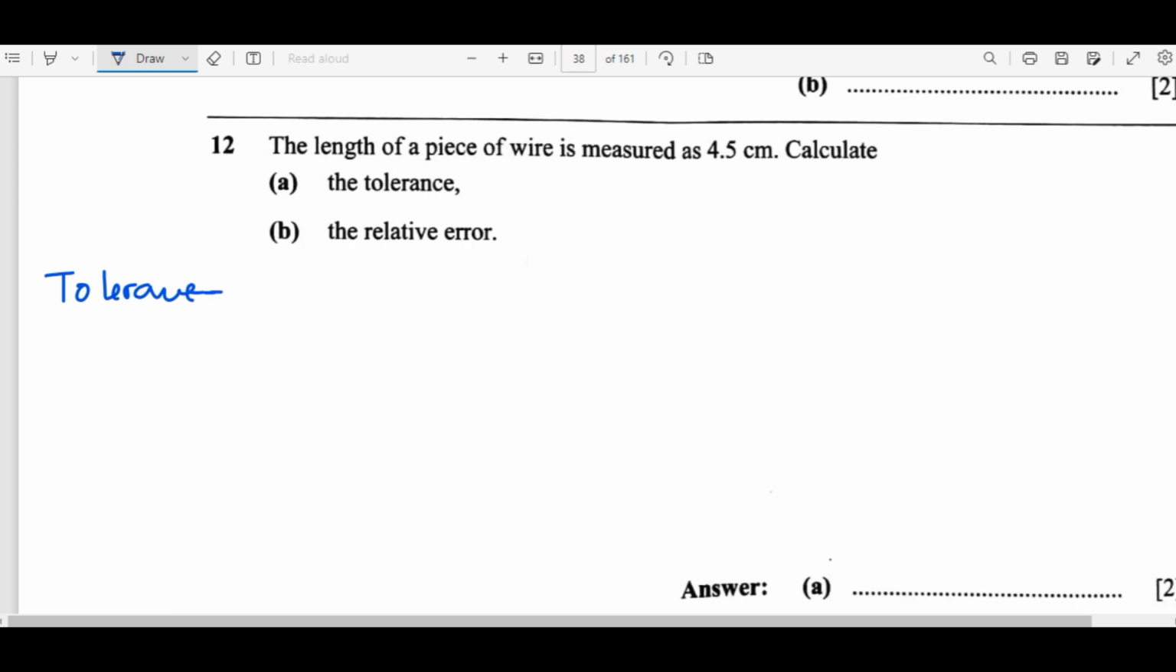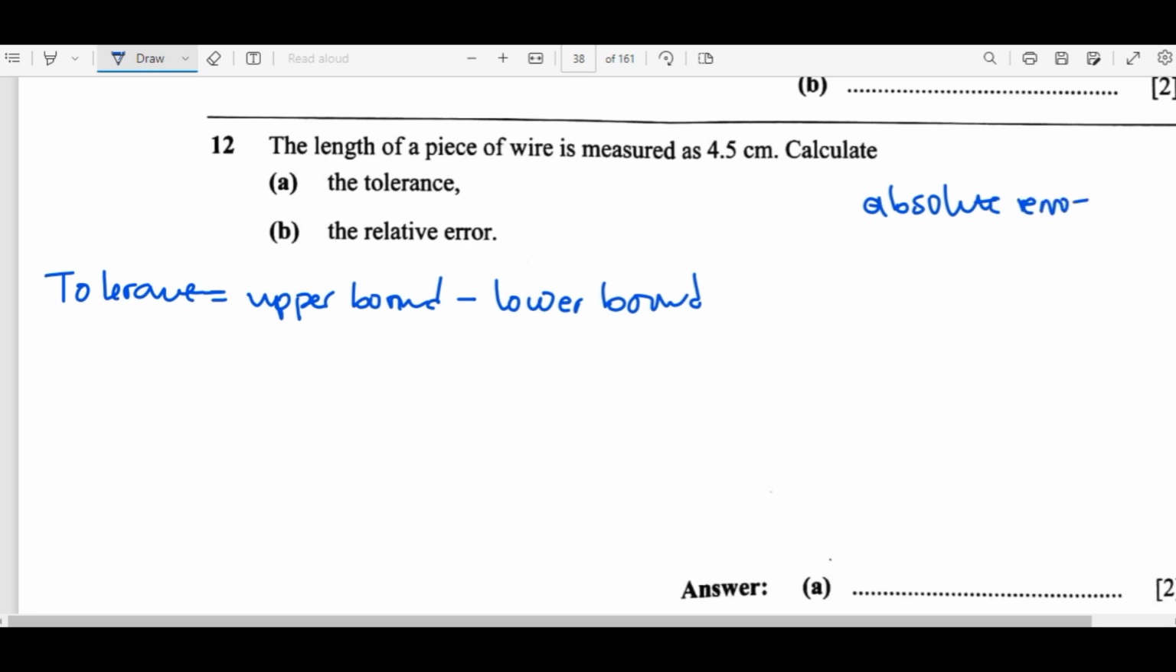the upper bound. So tolerance is equal to upper bound minus lower bound. Now how do we find the upper bound? We need to find the absolute error. Now let's look at the number of decimal places that we have. So we only have one decimal place. Whenever you're dealing with a number correct to one decimal place, then the absolute error is 0.05. So this must just be committed to memory.